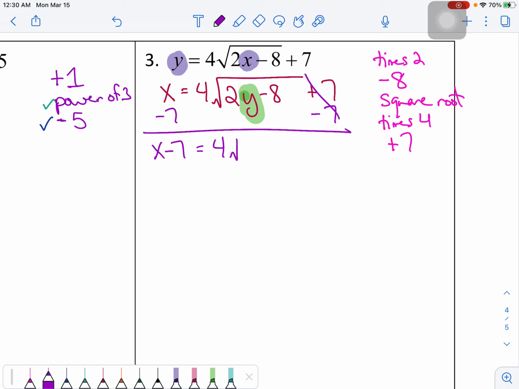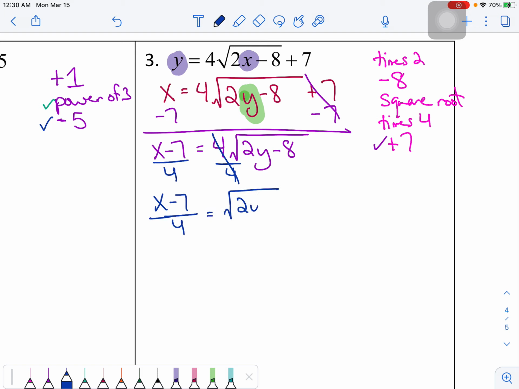So x minus 7 equals, now the rest of this problem I have not touched, and that's okay. So plus 7 is done. How do I get rid of a times 4? Well, I'm going to divide both sides by 4. So x minus 7 over 4 equals the square root of 2y minus 8. So times 4 is done.